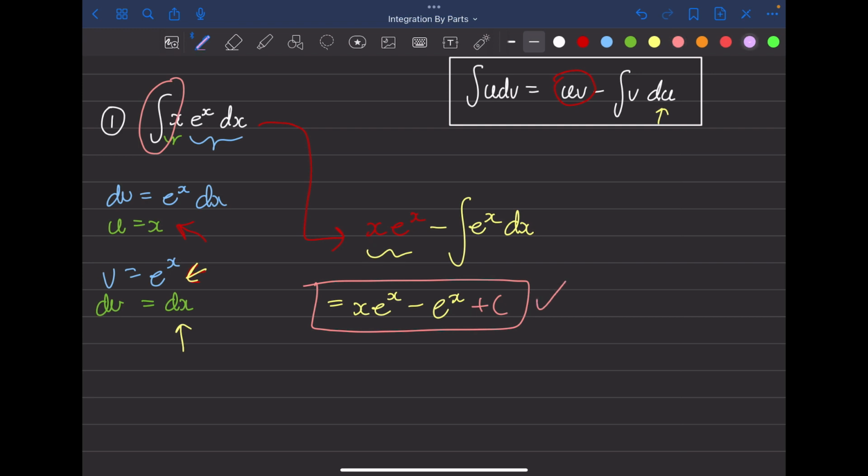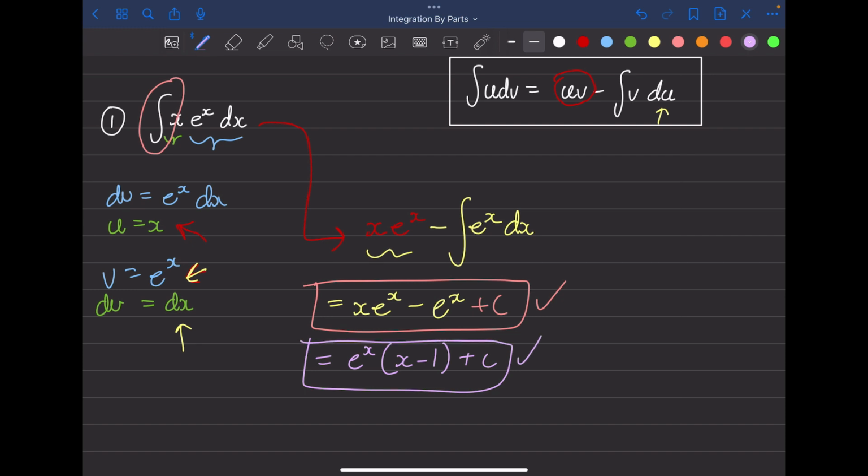One more thing that you could do to make it look nicer, you don't have to do this at all. I'm doing it for, once again, completeness and for it to look nice. I'm going to factor out the e to the power of x. So e to the power of x times (x minus 1) plus c. And this is a very valid answer, and once again, we are done.